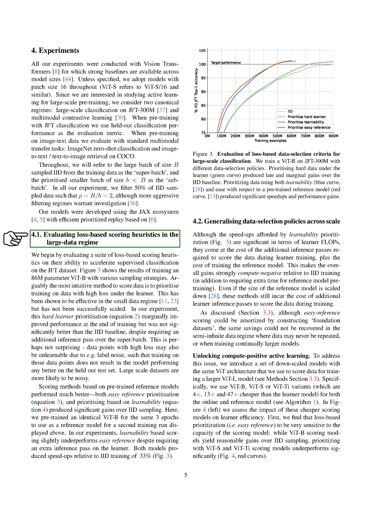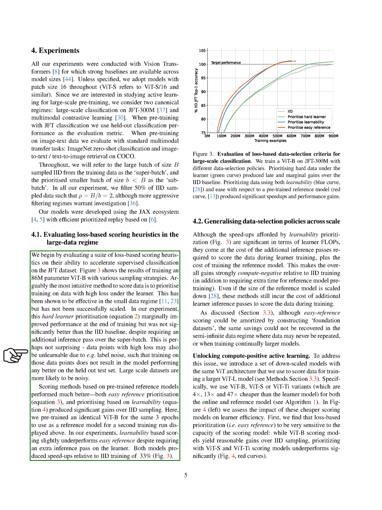We evaluated several loss-based scoring heuristics on their ability to speed up supervised classification on the JFT dataset. One intuitive method is to prioritize training on data with high loss under the learner. However, this method only slightly improved performance and was not significantly better than the baseline. This is because data points with high loss may also be unlearnable due to label noise. Scoring methods based on pre-trained reference models performed much better. Both easy-reference prioritization and prioritizing based on learnability produced significant gains over random sampling.